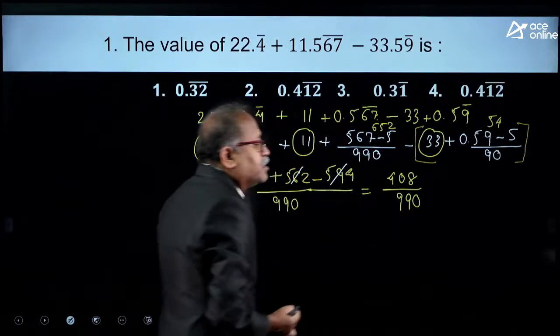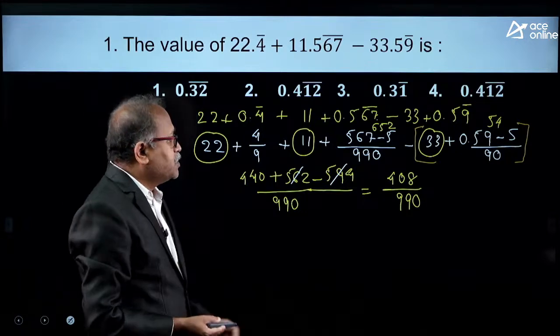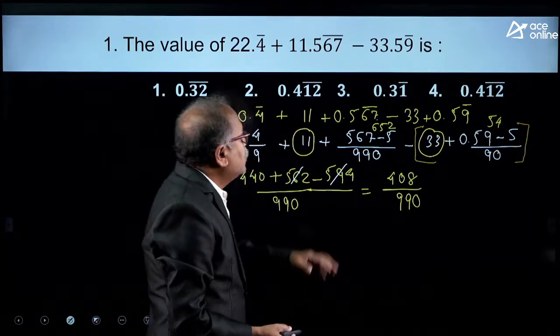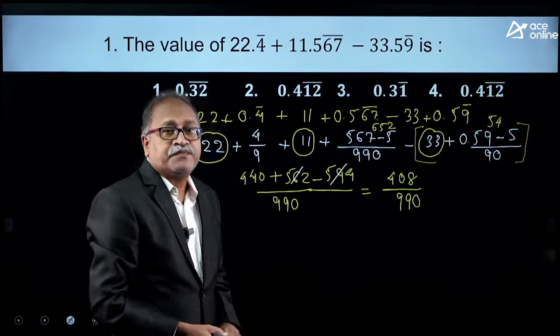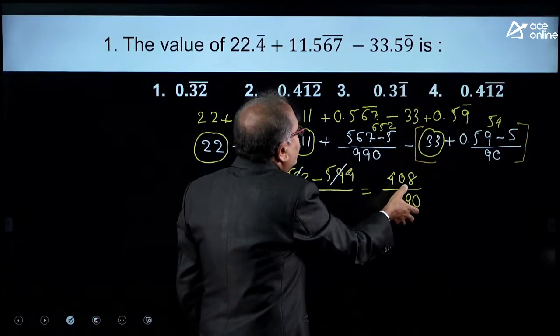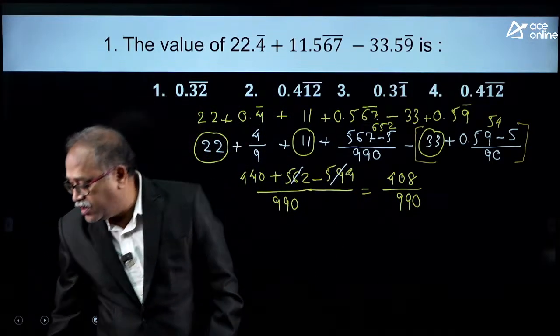990. So this is what. Now tell me, what is your option? Do we have the 408 by 990? No, we don't have the option. So which option, if I convert in the fraction format, will give us 408 by 990?